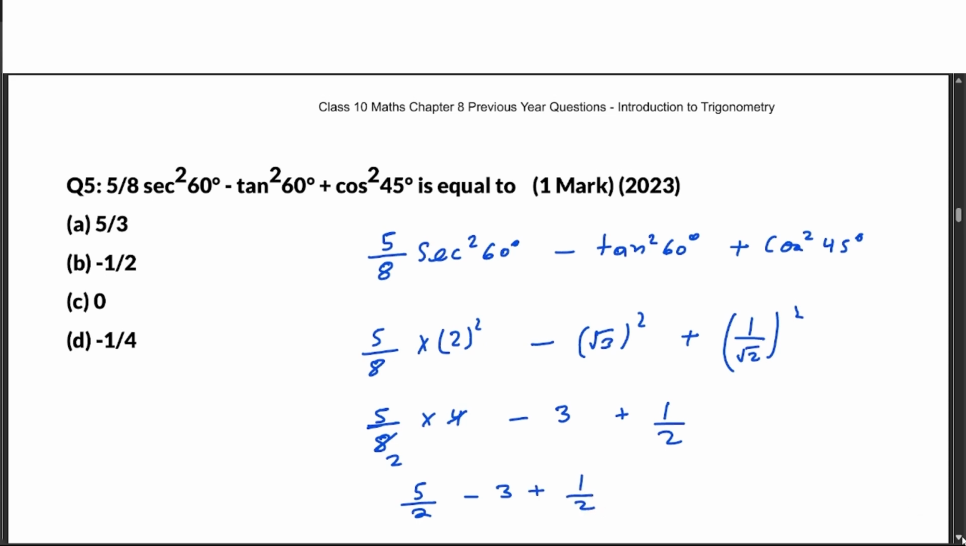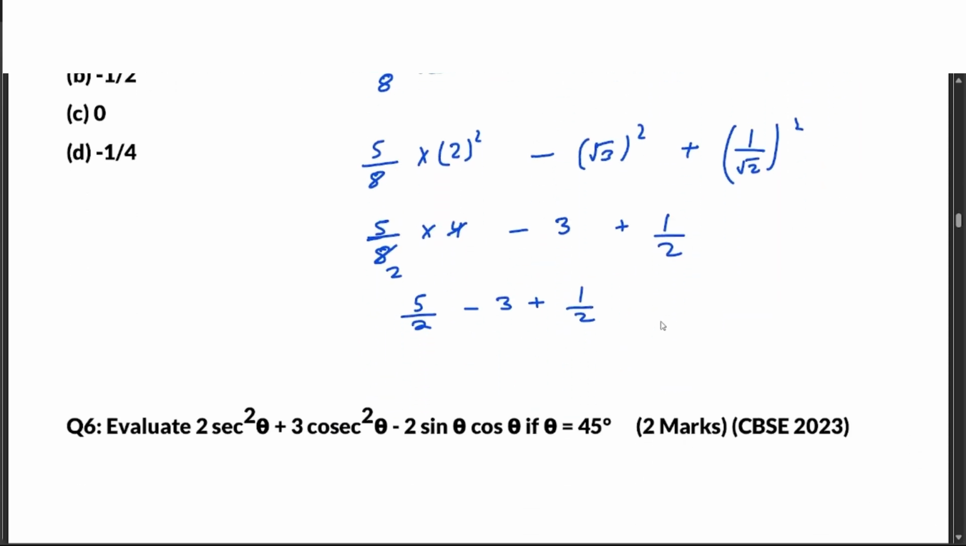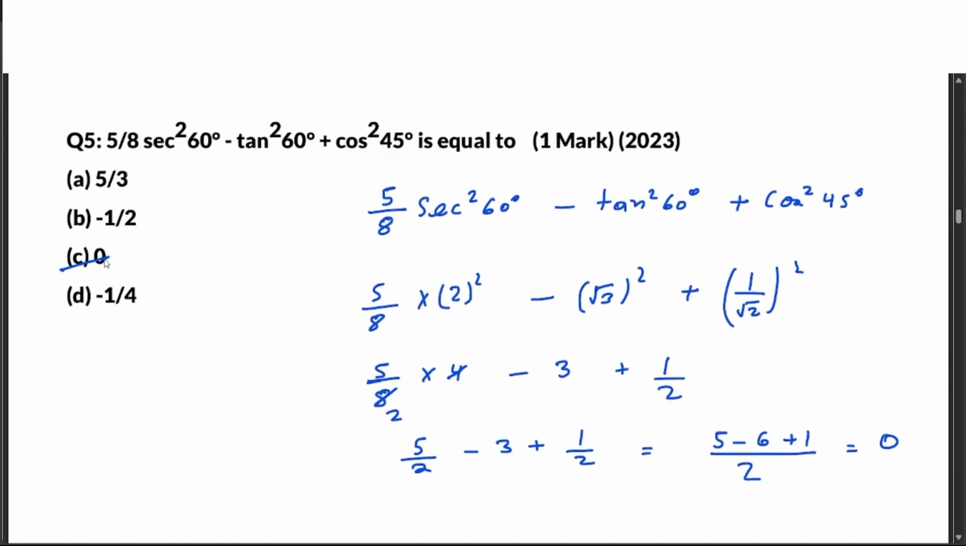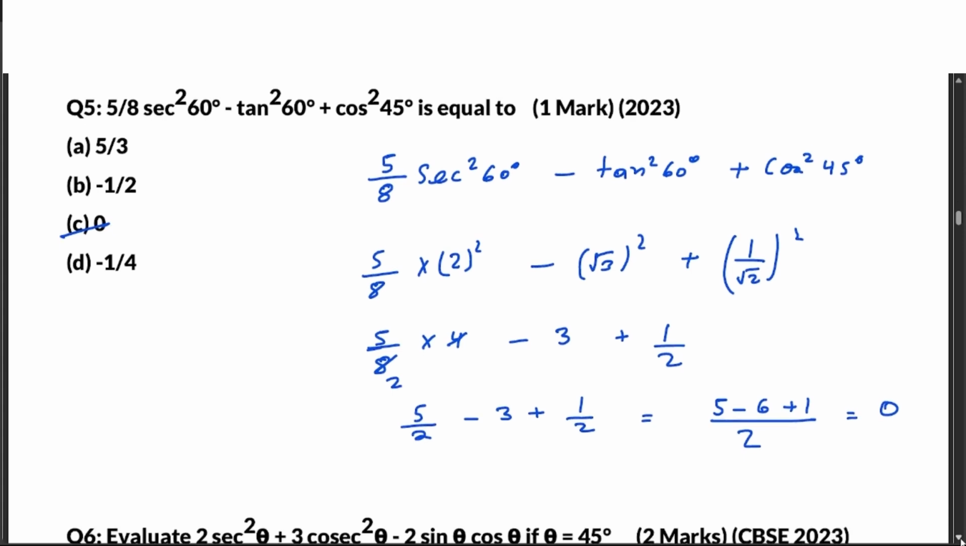Now you can solve this one. So you can take the LCM. Your LCM will be 2, and after that you can say this is 5, this is coming 6 plus 1. So we will get how much? 0. So which means the correct option is what? You have C. Okay, so make sure you have remembered the trigonometry tables. Okay, so you will get a correct answer.